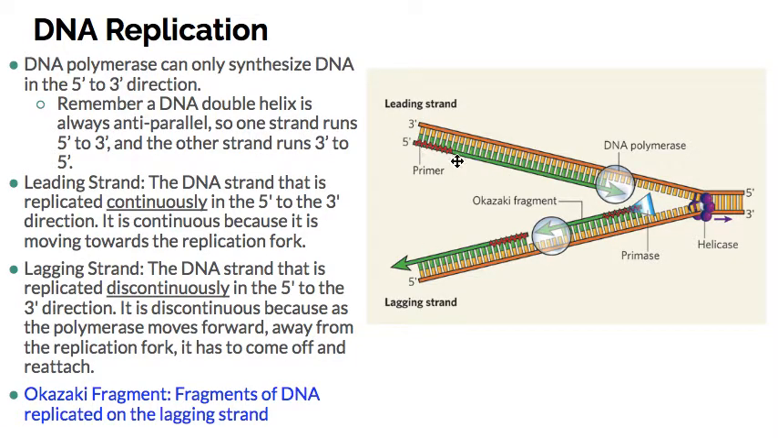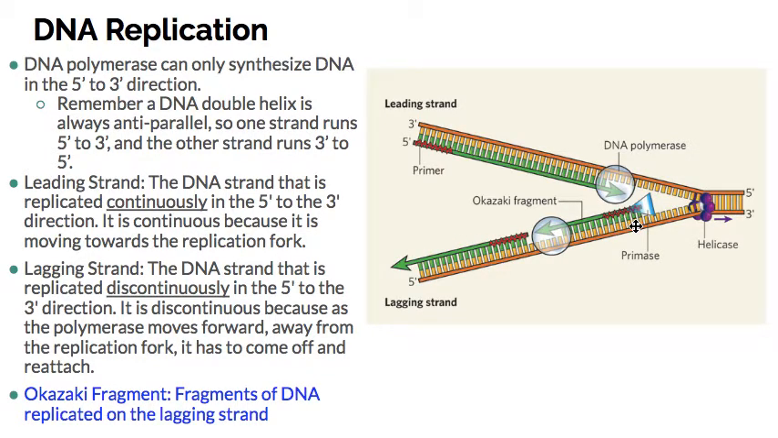The DNA strand that's replicated continuously without breaks in the 5 to 3 direction is called our leading strand here. It is continuous because it's moving towards the replication fork, and the replication fork is just the area in which helicase has unzipped and the area towards which it's moving. The lagging strand is on this side. It's the DNA strand that's replicated discontinuously, in pieces or fragments. It's also replicated in the 5 to 3 direction, but it's discontinuous because it's moving away from the replication fork.